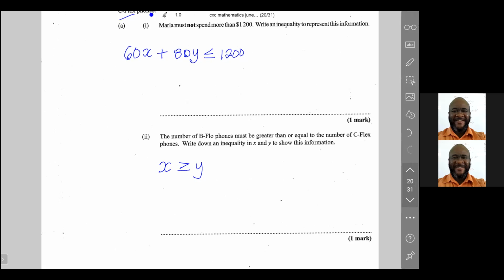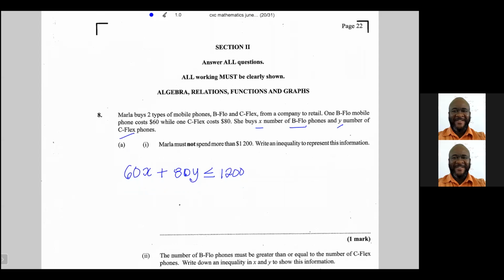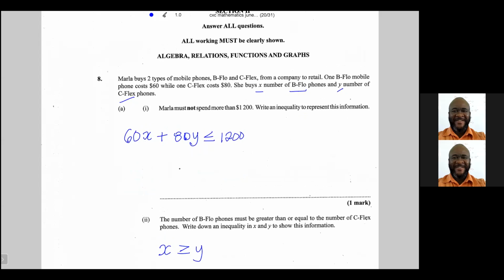All right, so let's see what the next page holds. Now, on the next page, in the third part of the question, we're asked to represent the 2 inequalities on page 22 on the grid shown below. Label as R the region which satisfies both inequalities. All right. So we have to represent these inequalities on a graph.